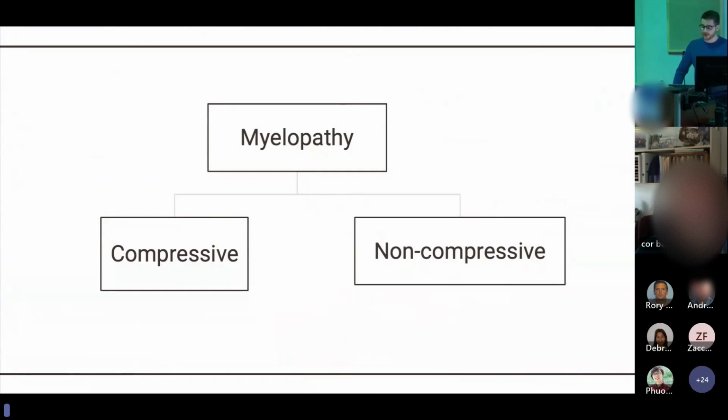One simple way to divide myelopathies is into the classification of compressive or non-compressive etiologies. Compressive etiologies refer to degenerative changes, trauma, tumor, vascular malformation, infections with abscess formation, syringomyelia, which is a fluid-filled cyst within the spinal cord. Of note, compressive disease is by far the most common etiology in older patients.